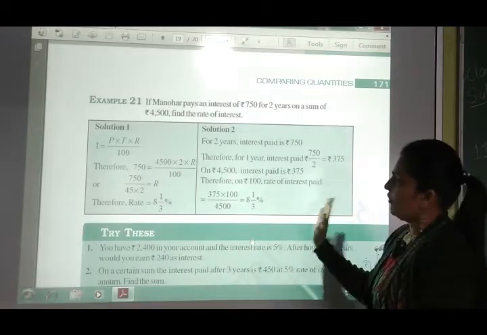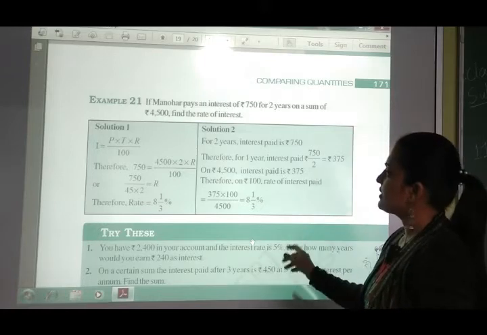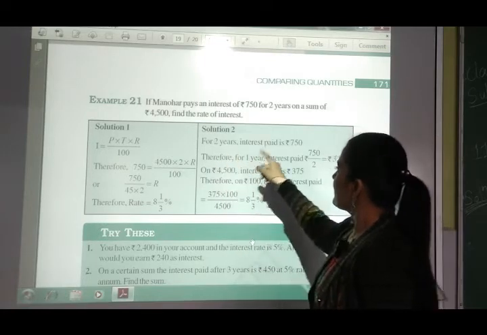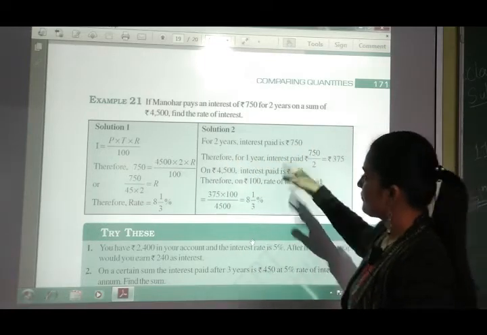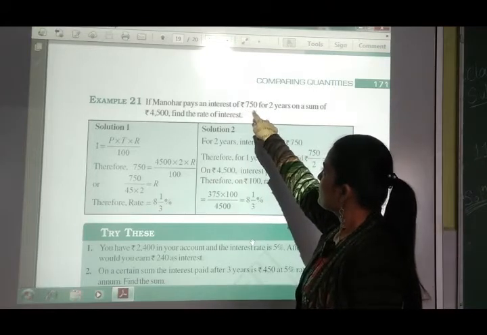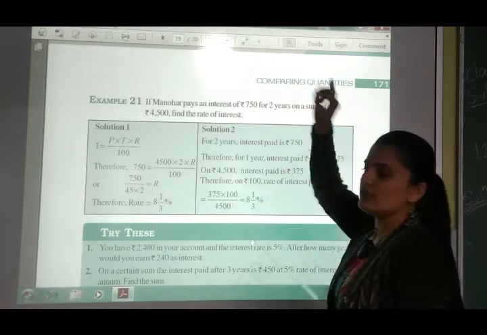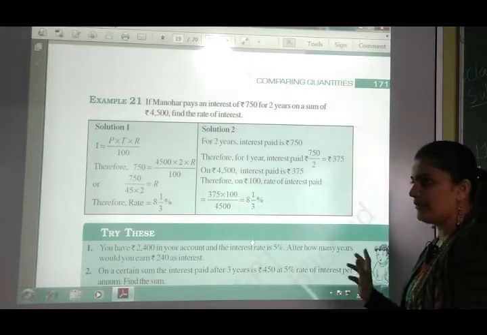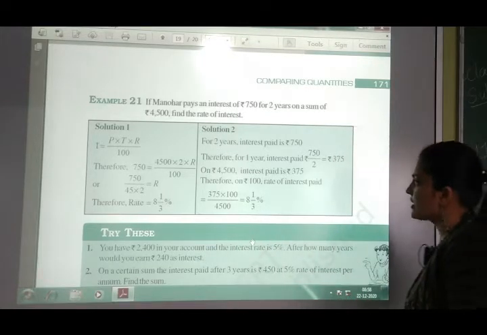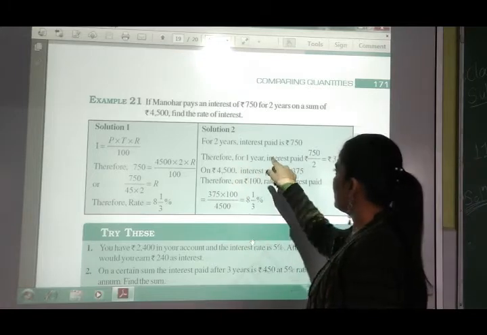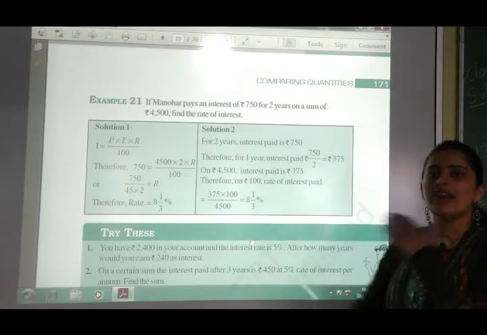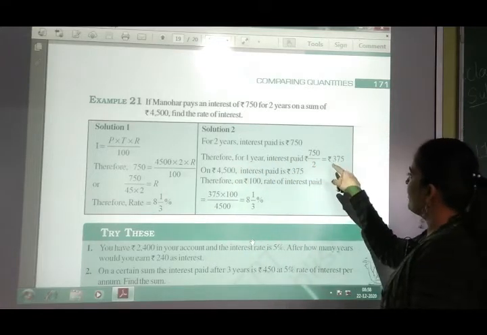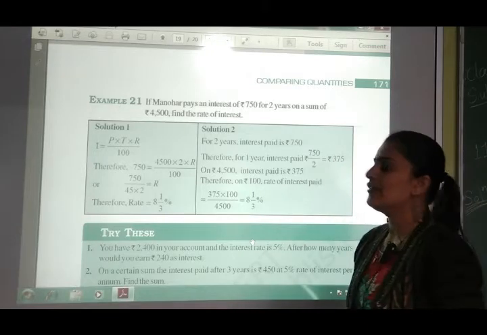Other way or solution you can find out in this way, that for 2 years interest paid is rupees 750. So here you can see that rupees 750 for 2 years. So write down years first. That for 2 years interest paid is rupees 750. Then for 1 year how much interest? Therefore for 1 year interest paid will be 750 divided by 2. It will be equal to rupees 375.